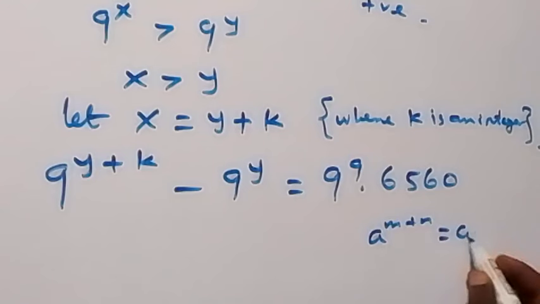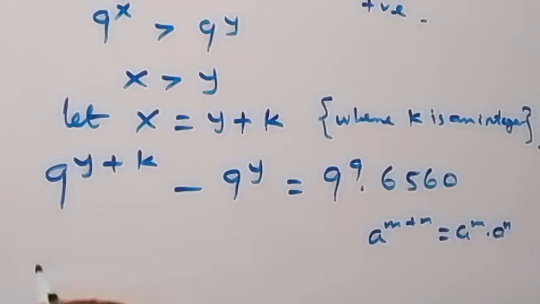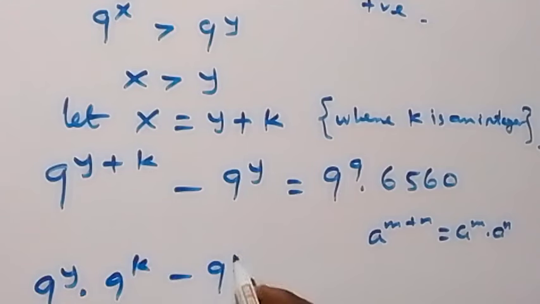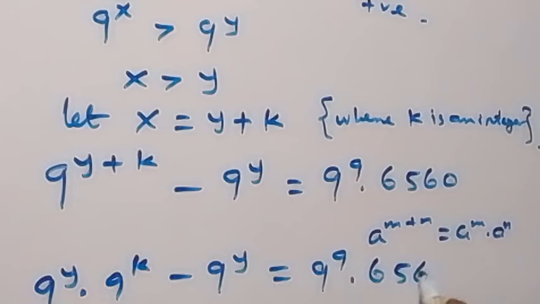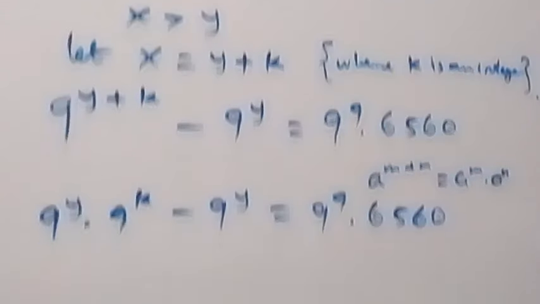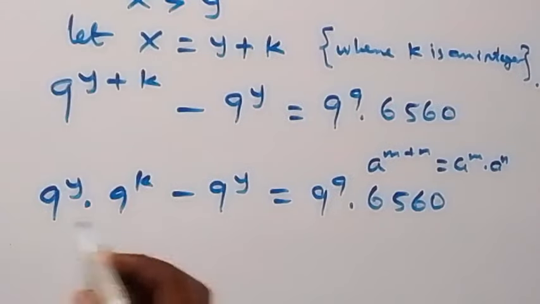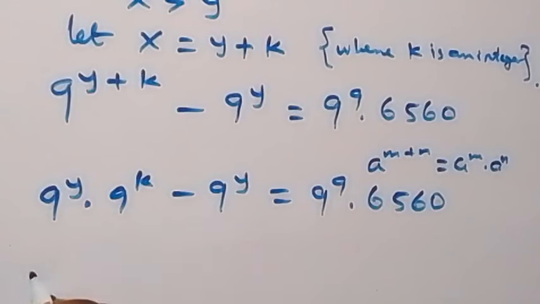we can write this as a raised to power m times a raised to power n. And let's work it here, and this will become 9 raised to power y times 9 raised to power k minus 9 raised to power y equals 9 raised to power 9 times 6560.